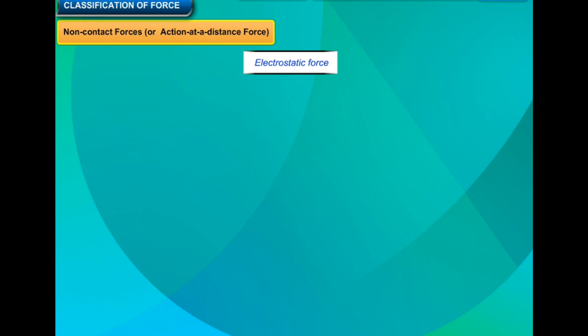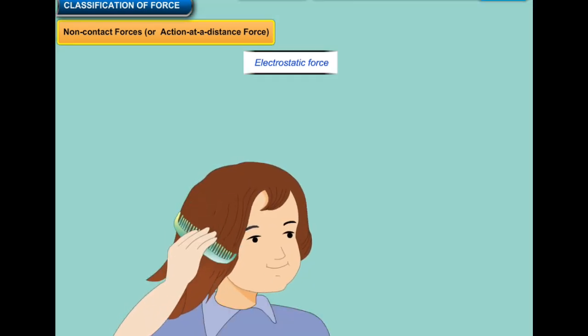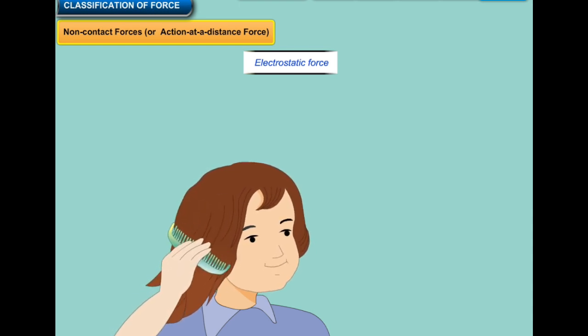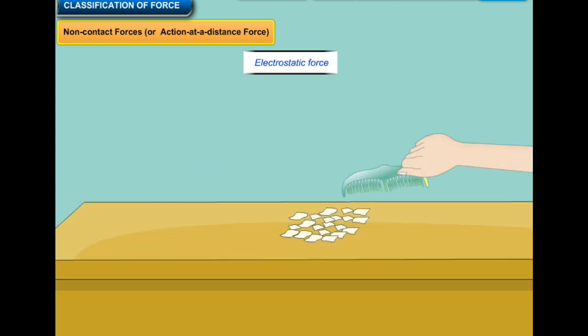Electrostatic force. The force exerted by a charged body on another charged or uncharged body is known as electrostatic force. Tiny pieces of paper were attracted by the charged comb. It indicated that electrostatic force comes into play even when the bodies are not in contact. The electrostatic force, therefore, is another example of a non-contact force. A plastic comb rubbed in the hair. A charged comb attracts small pieces of paper. Electrostatic force.